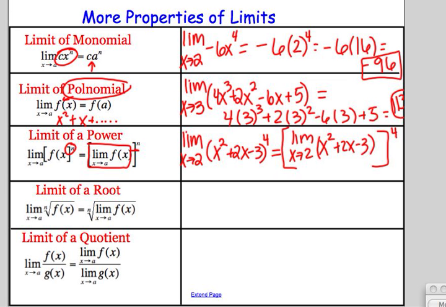Now to find that limit, I'm going to use the limit of a polynomial property that says I can just plug the 2 in. So we're going to get 2 squared plus 2 times 2 minus 3. Turns into 4 plus 4 minus 3, which is 8, so it's 5. And then finally, that's going to be taken to the 4th power. So we have 5 to the 4th power, which is 625.